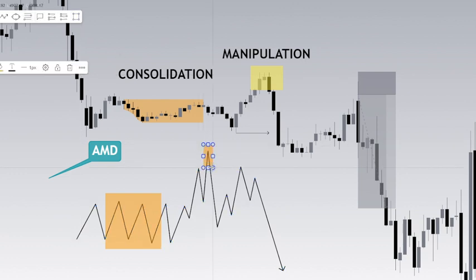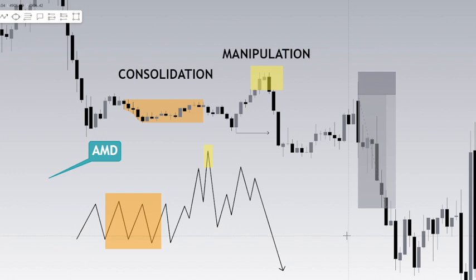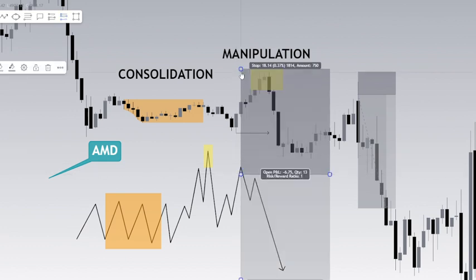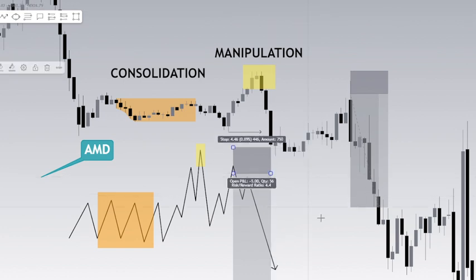Understanding the AMD and the power of three, getting your head around that is essentially one of the core concepts to ICT. So we have an accumulation, a manipulation, and our job is to sell during the manipulation phase. And this is exactly how the day presented today. This is how FOMC presented itself.